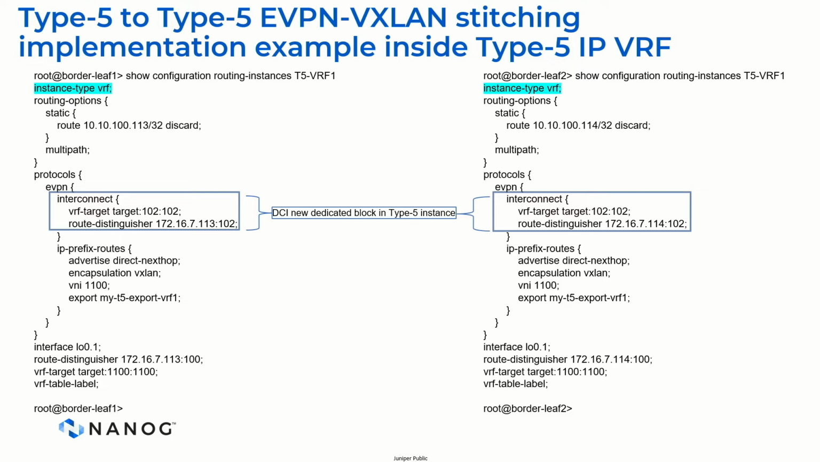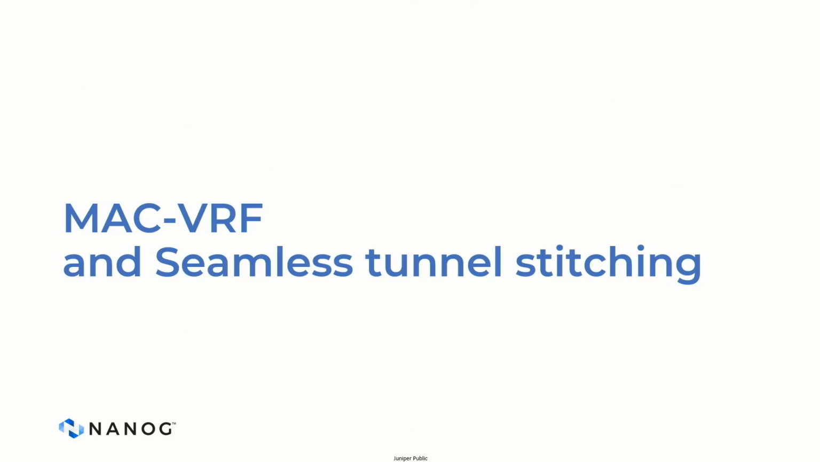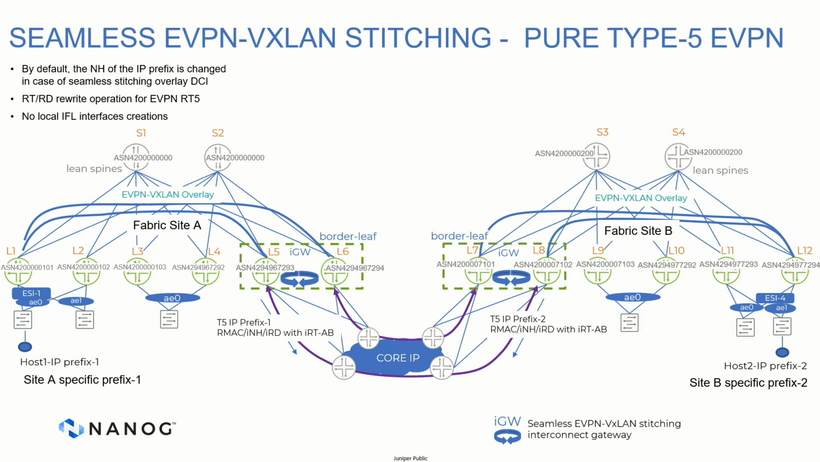So if we remember the diagrams we've seen so far, right? This one, where prefixes are originated here, they go then up to the border, and that's at the border leaf level where I will define that block, right? At the edge of the fabric.